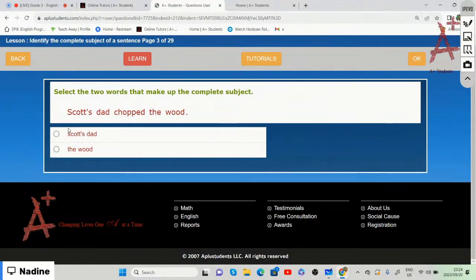Scott's dad chopped the wood. Scott's dad chopped the wood. We need to select two words that make up a complete subject. Two words. Is it Scott's dad or the wood?